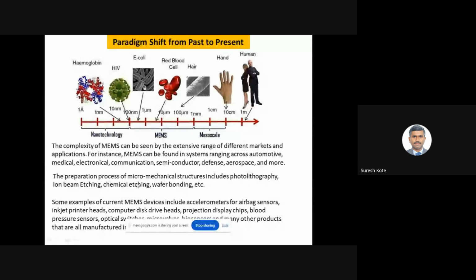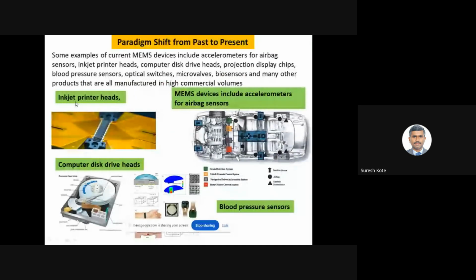The preparation of these microelectromechanical systems includes photolithography, ion beam etching, chemical etching, and wafer bonding. I will show some of the applications of these MEMS devices, that is, inkjet printer heads. Next, MEMS devices include accelerometers for airbag sensors. These are the dark patches you can see on the car in the picture.